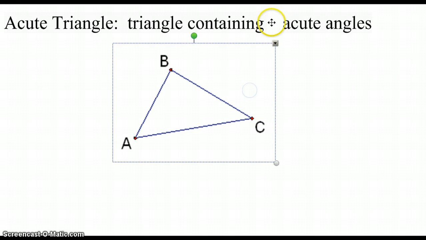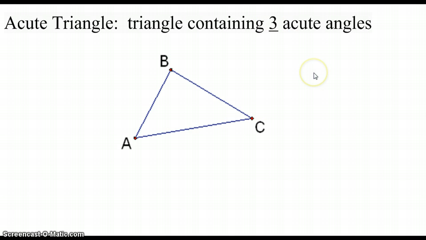An acute triangle is a triangle that contains three acute angles, so it has to have all acute angles. If they have to sum up to 180, then we can have 80, 50, which is 130, and then 30. So that could be three angles, 80, 50, and 30.